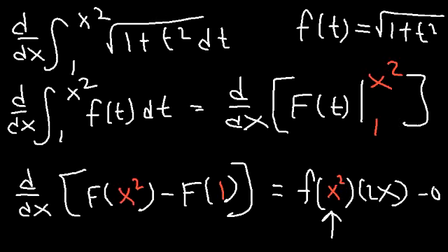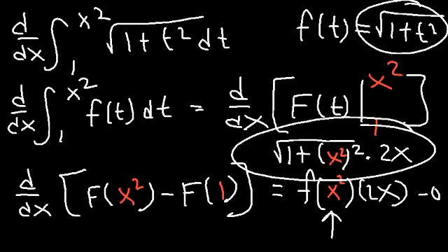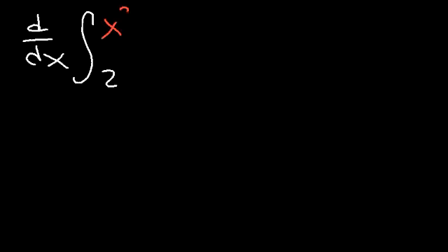So now, if f of t is the square root of 1 plus t squared, f of x squared is the square root of 1 plus x squared squared. And it's multiplied by 2x. So that's the answer. So that's how you can show the work if you want to. But now let's work on some more examples. So using the fast technique, go ahead and calculate the value of this expression in terms of x.